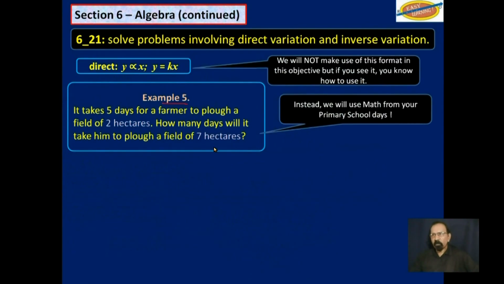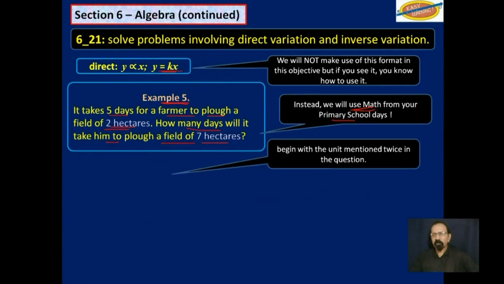All right, we will do one more here. It takes 5 days for a farmer to plow a field of 2 hectares. How many days will it take him to plow a field of 7 hectares? So let's use the old-time primary school math. I will not do this using that formula, neither will I use ratio and proportion. You could do that for yourself. So we begin with the unit mentioned twice, which would be hectares. But this 7 hectares is what we want to find the time for, so nothing is related to that in this question.